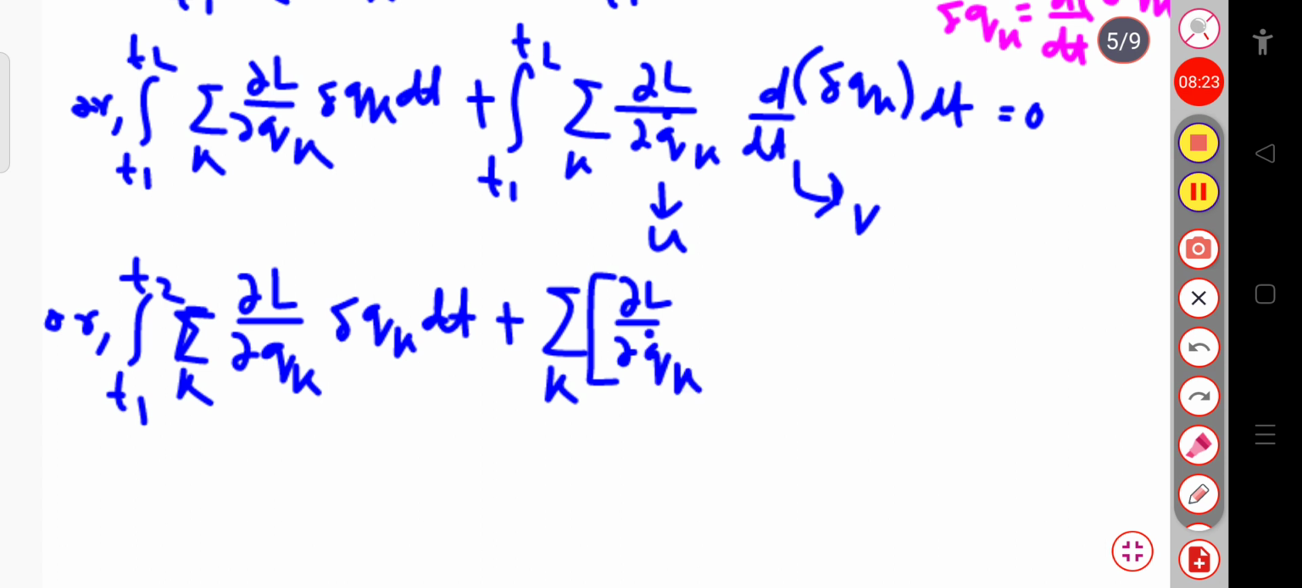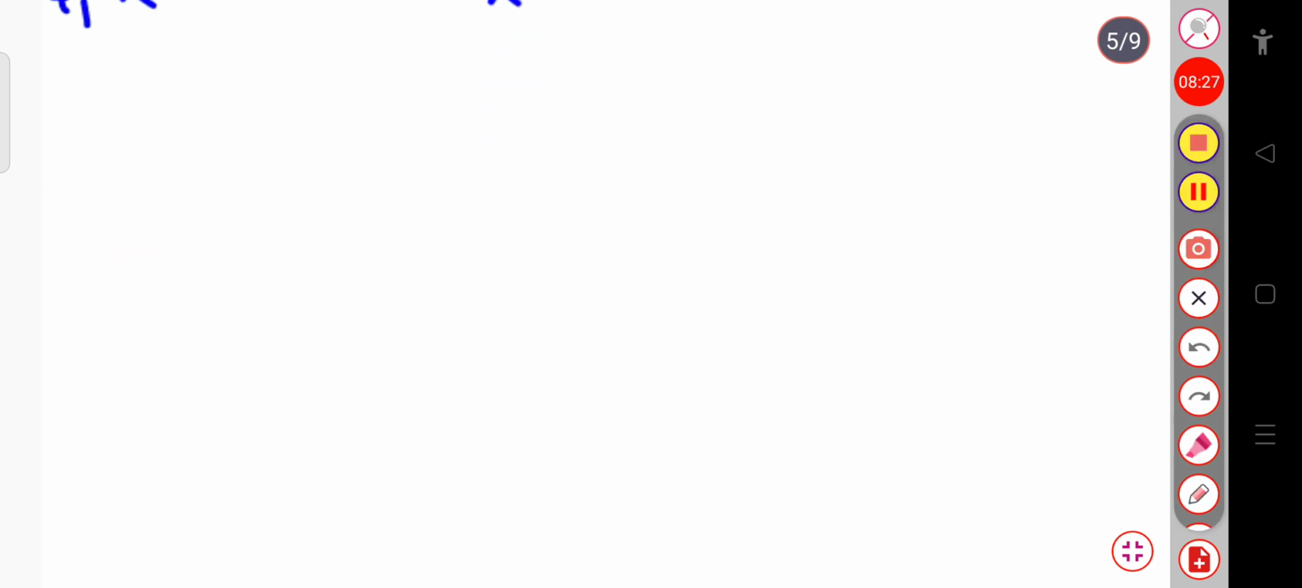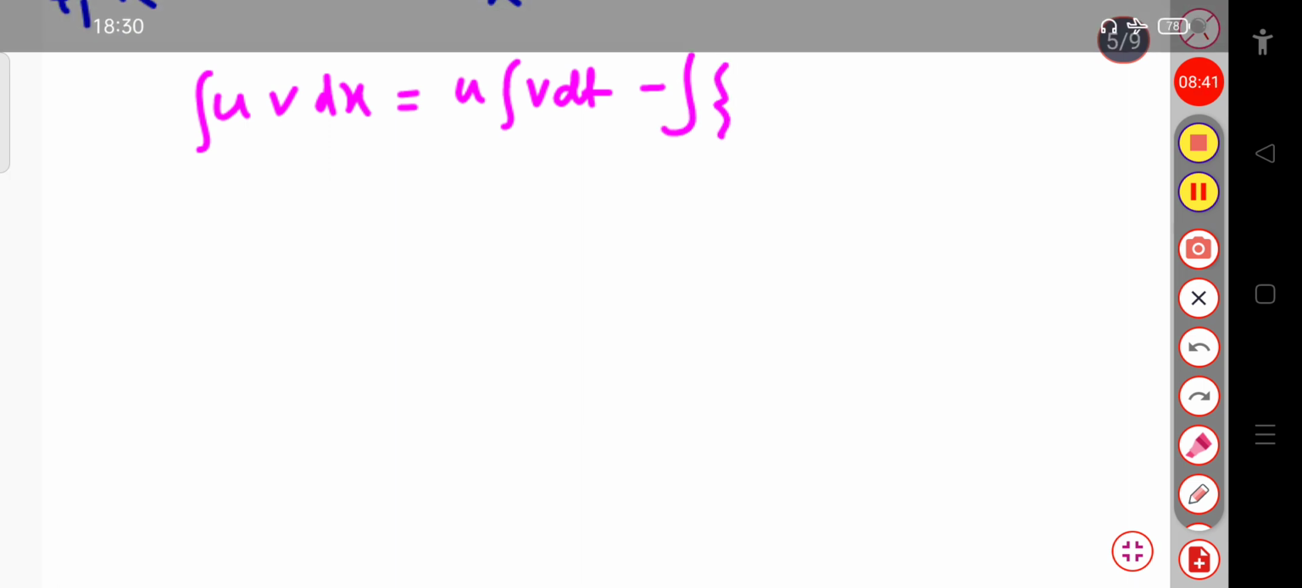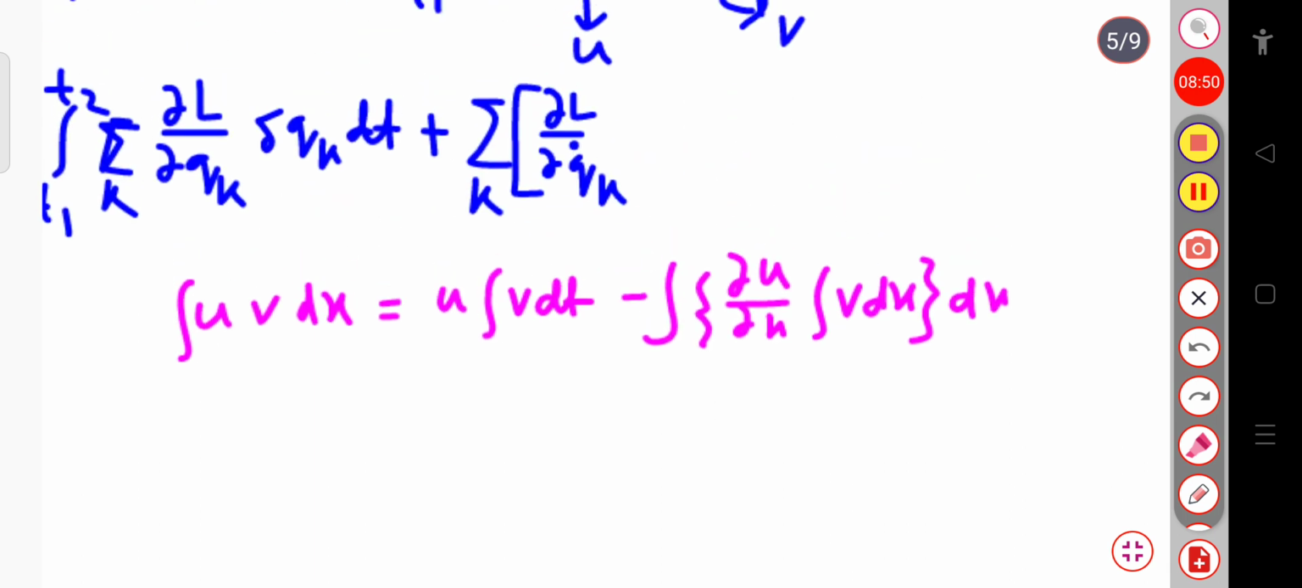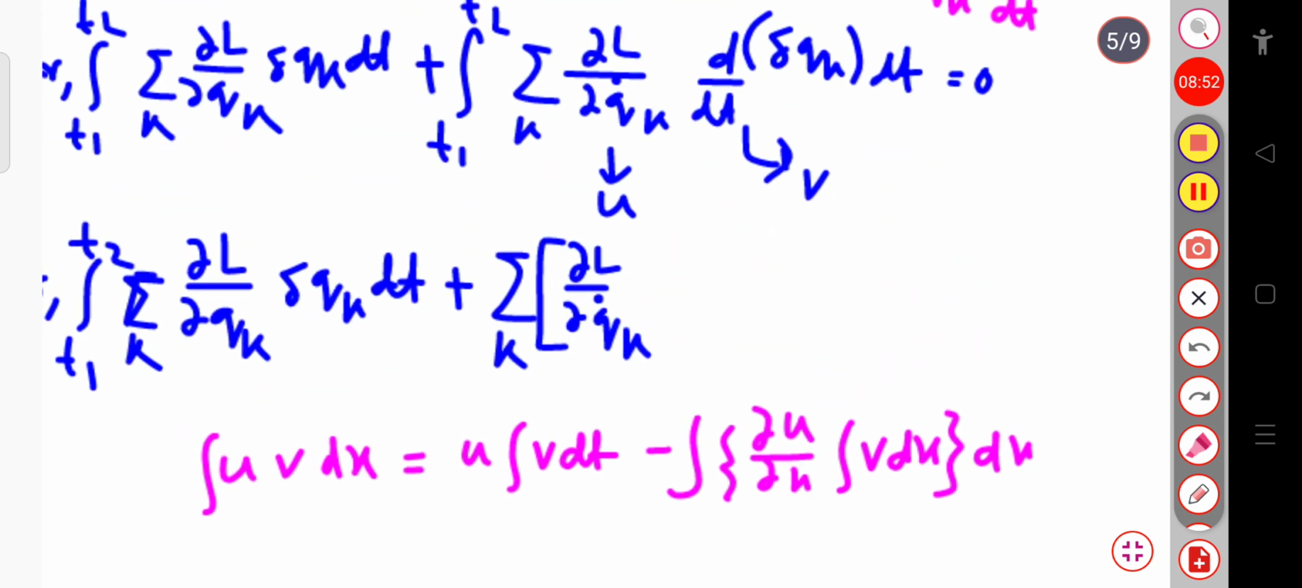into integration of v dt. If you remember, let me write again the integration by parts rule. If there are two functions u and v, and you have to integrate u v with respect to dx, that is equal to u integration v dx minus integration of dou u by dou x into integration v dx, whole into dx.